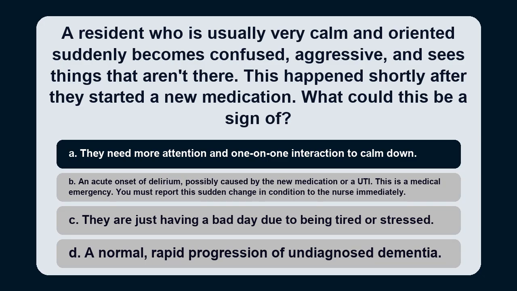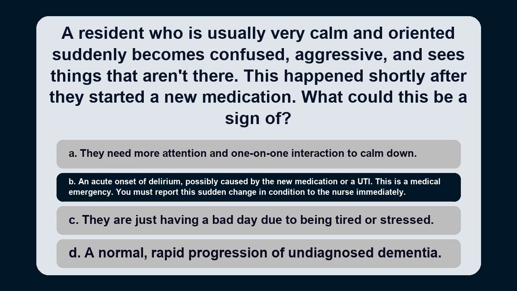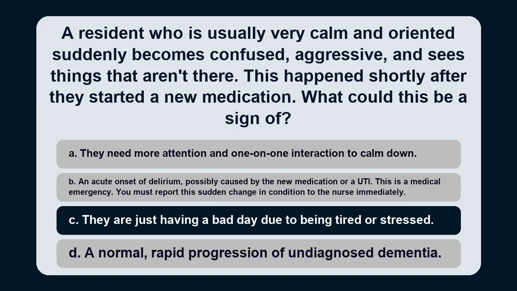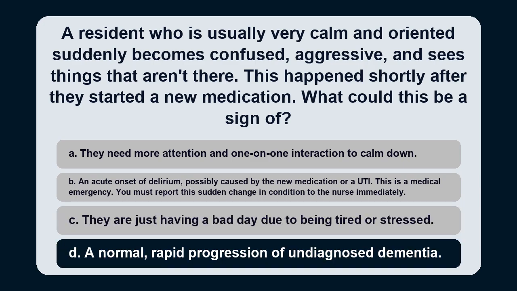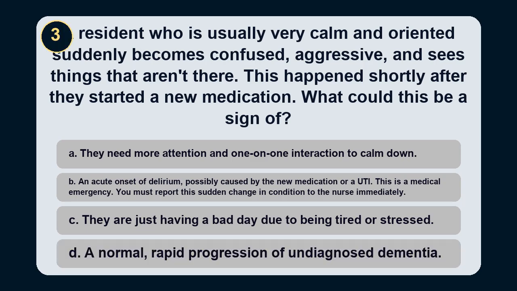Option A. They need more attention and one-on-one interaction to calm down. Option B. An acute onset of delirium, possibly caused by the new medication or a UTI. This is a medical emergency. You must report this sudden change in condition to the nurse immediately. Option C. They are just having a bad day due to being tired or stressed. Option D. A normal, rapid progression of undiagnosed dementia.